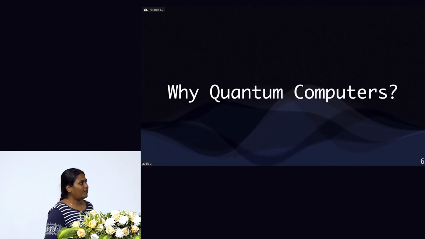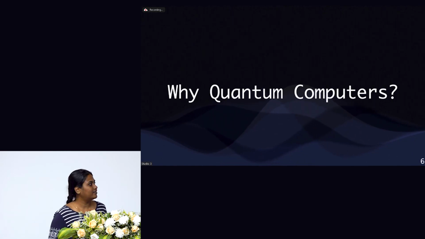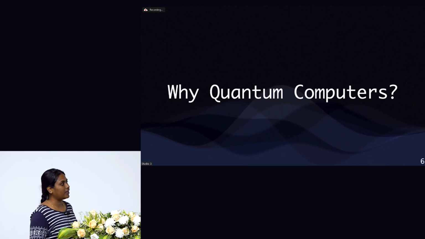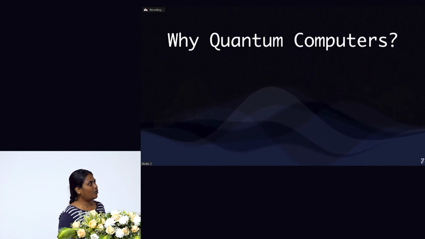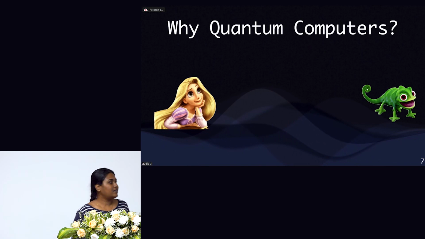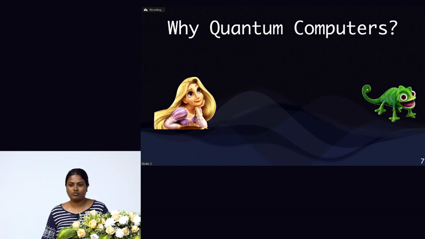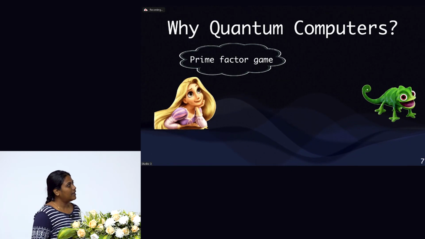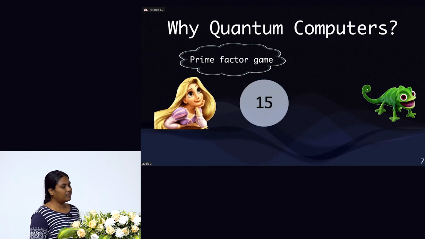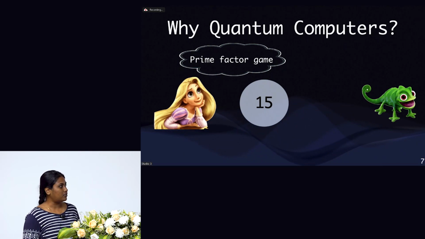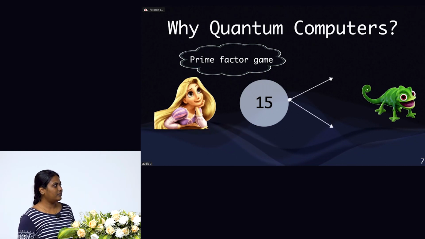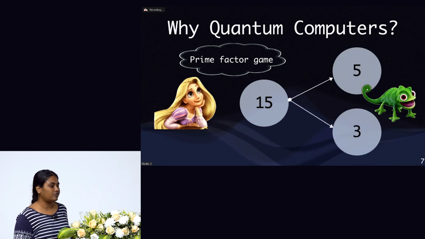So why do we even need quantum computers? What is the use? We were so happy with all the classical computers we had. Let's motivate this with a story. Rapunzel and her friend the chameleon are so bored, and they want to play a game. Rapunzel gives a number and asks the chameleon to divide that number into its prime factors. If I give the number 15, you know 15 is composed of 5 and 3. These are the prime factors of the number.